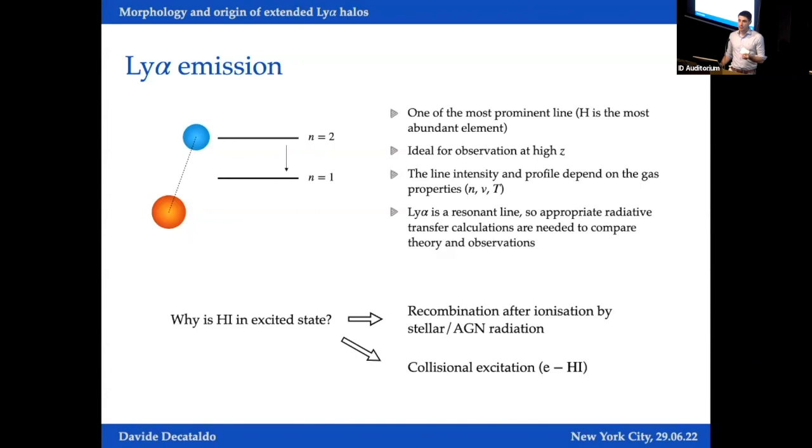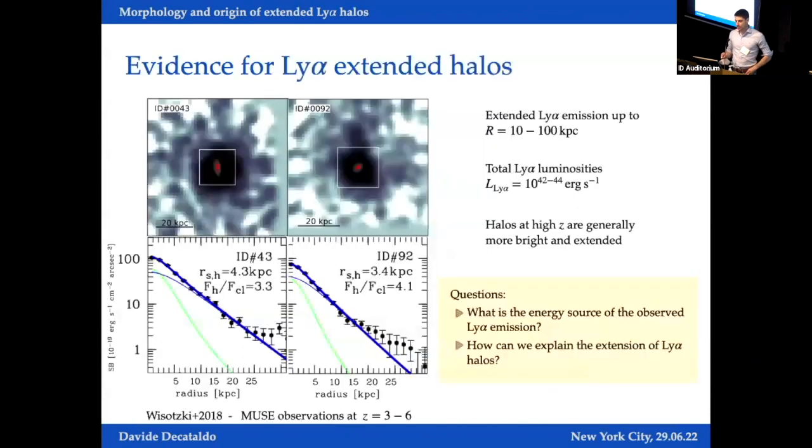That happens naturally when the gas is hot enough, so we have collisions that excite the hydrogen. So Lyman alpha extended halos are observed in many galaxies, and in the last decades we have plenty of observations. In particular, I'm showing here the observations from the MUSE survey from redshift 3 to 6, but there are a lot of examples. This is just one.